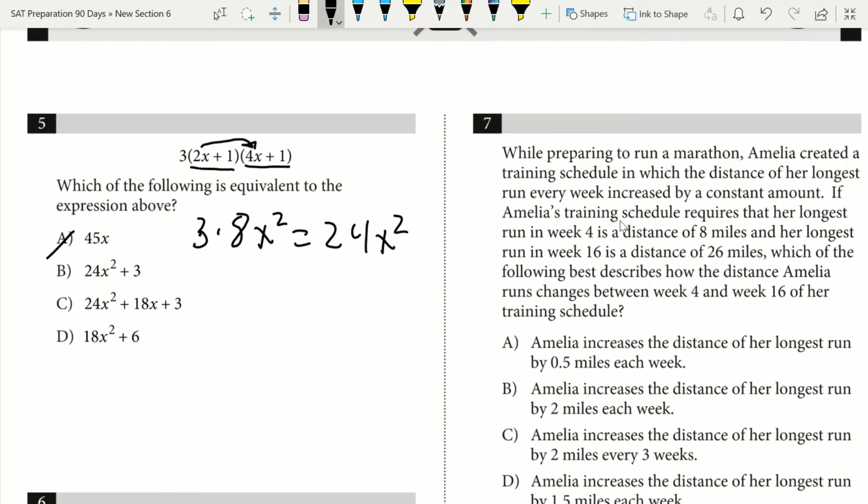So I'm going to go ahead and get rid of A, and I'm going to get rid of D. Now I'm left with B and C, and I see they each have that plus 3, so I'm only going to worry about my x value.